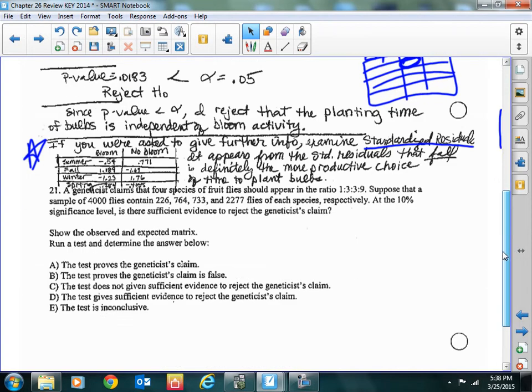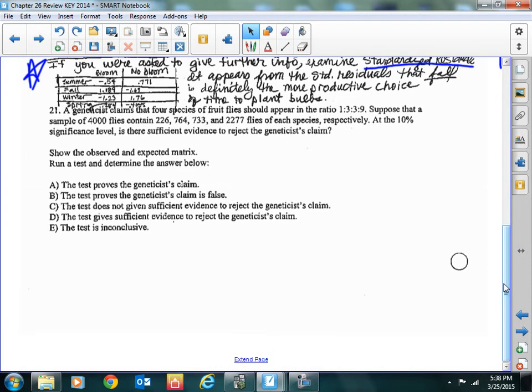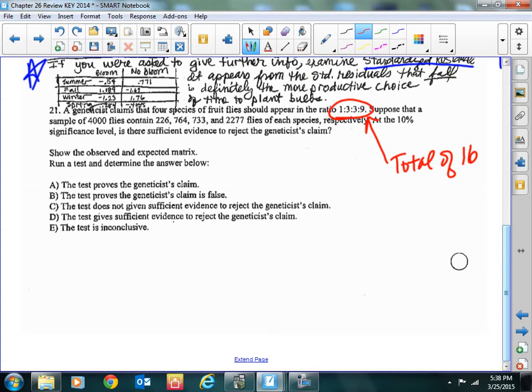All right, 21. We have a geneticist who claims that these 4 species of fruit flies should appear in this ratio. You need to know how to handle a ratio such as this. If it says the ratio is 1 to 3 to 3 to 9, you need to understand that it is a total of 16 items. So therefore, the ratio is 1/16 to 3/16 to 3/16 to 9/16. Those are the expected percentages.